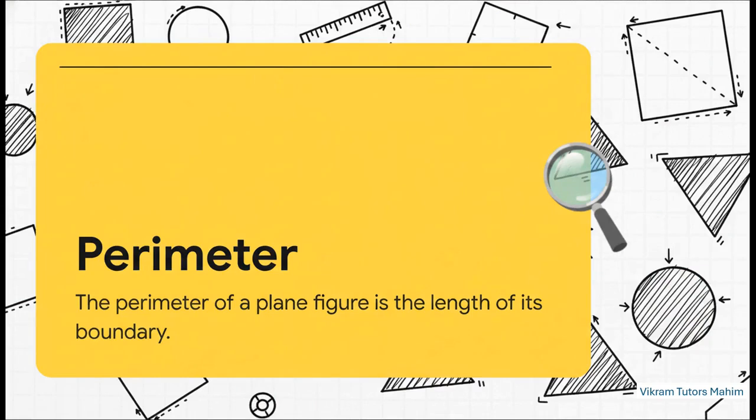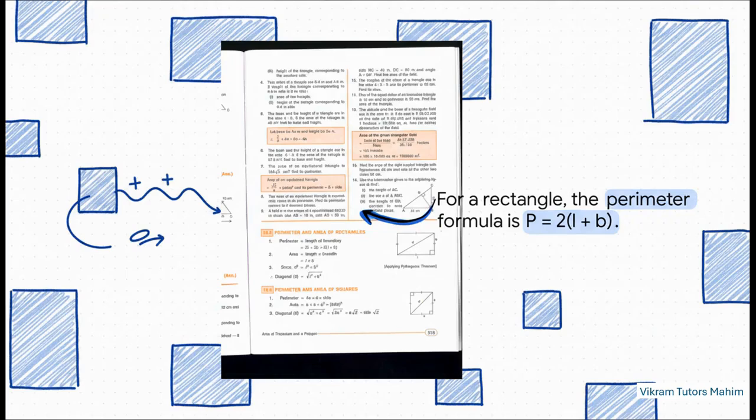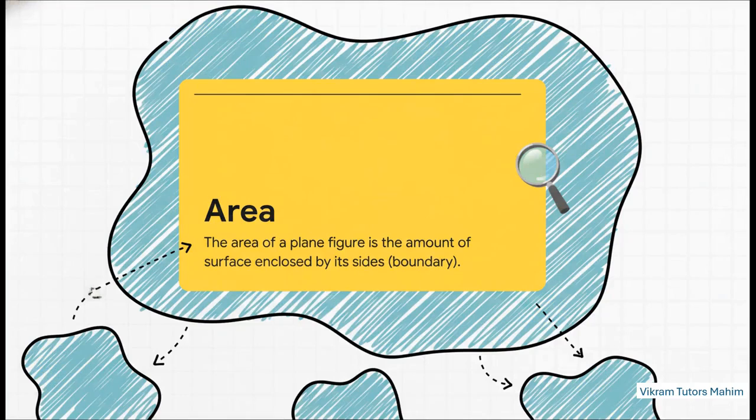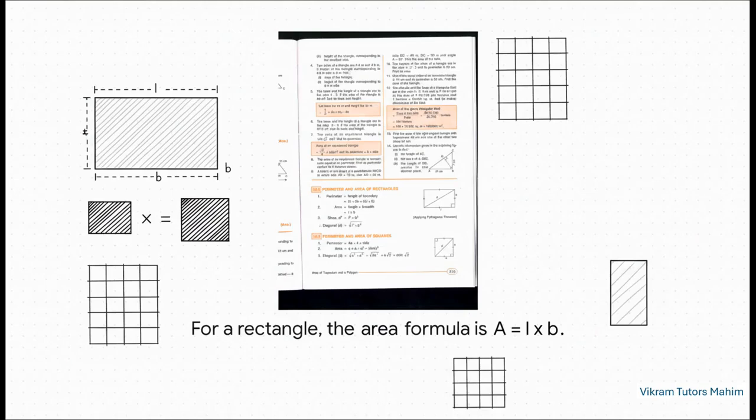Okay, let's start with the basics. Perimeter is simply the distance around the outside of a shape. For a rectangle, you just add the length and breadth, then multiply by 2. Super easy. Now area is different. It's not the distance around, but the total space inside the shape. In calculating a rectangle's area, even simpler. Just multiply the length by the breadth.